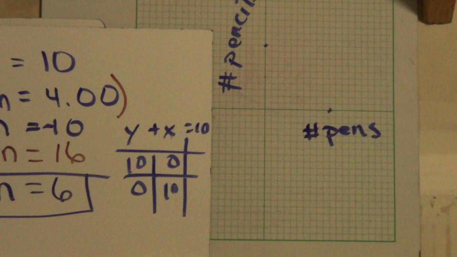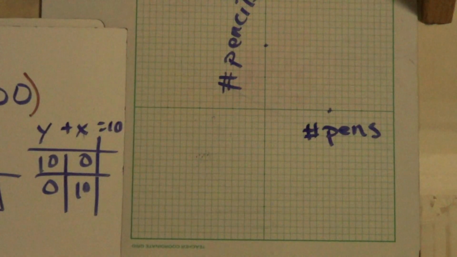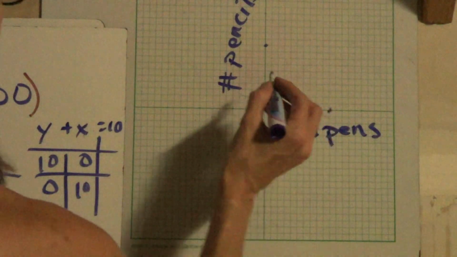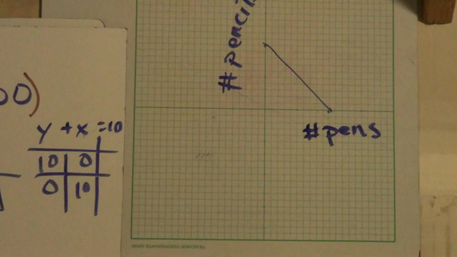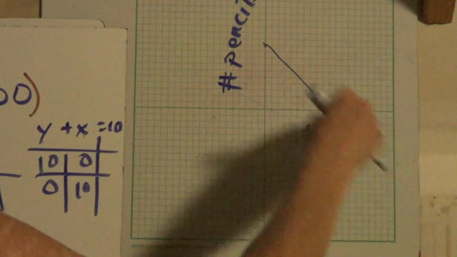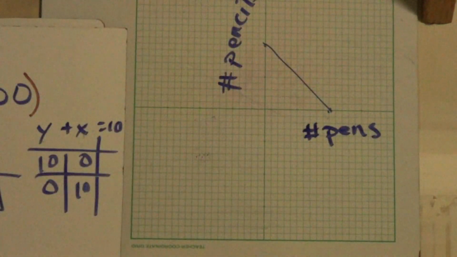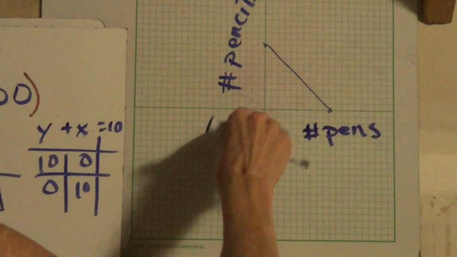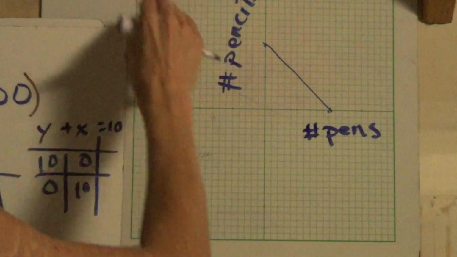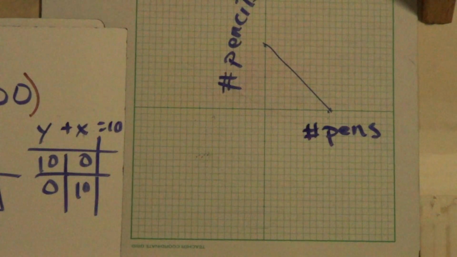Okay, where did my pen go? Or I mean my ruler. Don't see it. Okay, I'm going to have to just do my best here. Now, why is it that I don't extend that line into the negatives? Remember, this is number of pens, number of pencils. Why wouldn't I extend to the negatives?